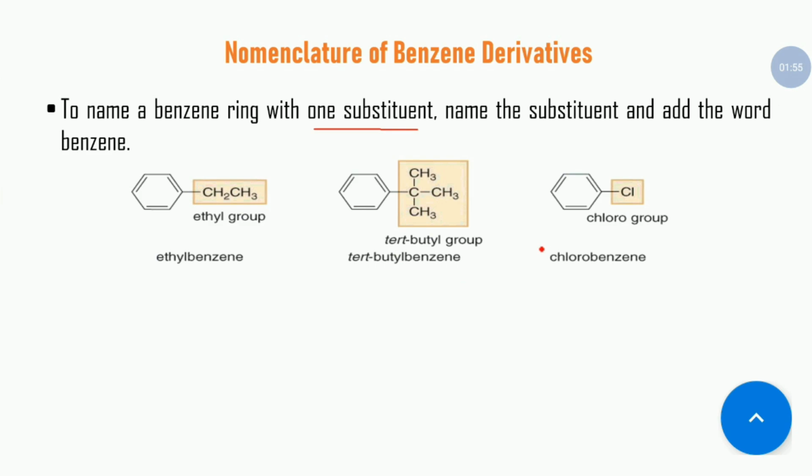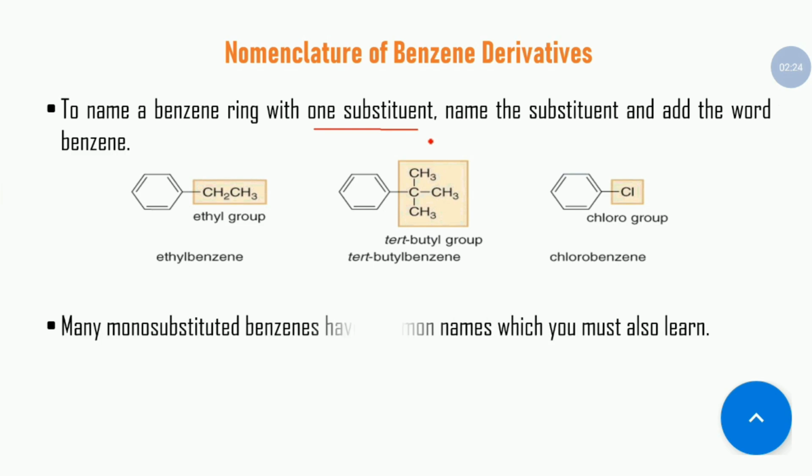Number 3, a very easy example. It's a benzene having one chlorine group. Only one substituent, so you just write chlorine as the chloro group. You write the chloro name first. After that you just write benzene. So these 3 examples all have one substituent, or you can say monosubstituent.